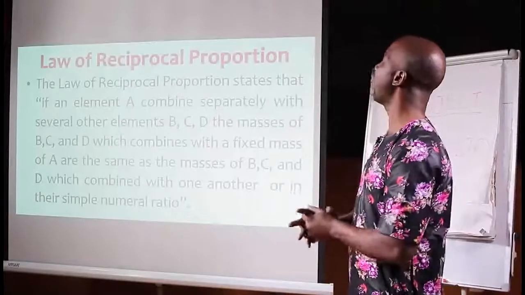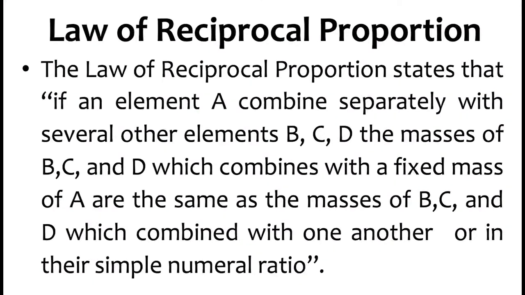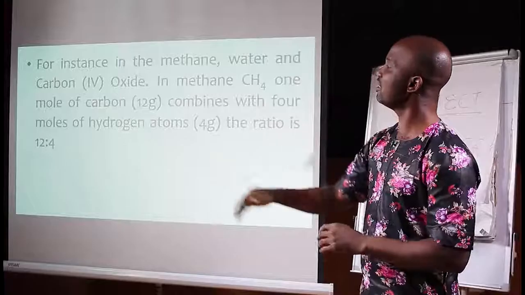Law of reciprocal proportion. The law of reciprocal proportion states that if an element A combines separately with several other elements B, C, D, the masses of B, C, and D which combine with a fixed mass of A are the same as the masses of B, C, and D when they combine with one another, or in their simple numerical ratios. Now you will see this in a chart.